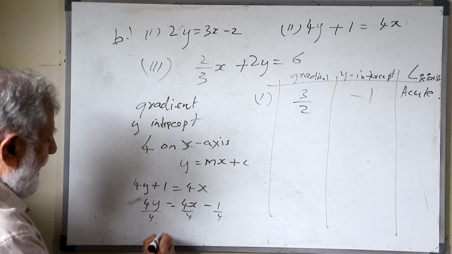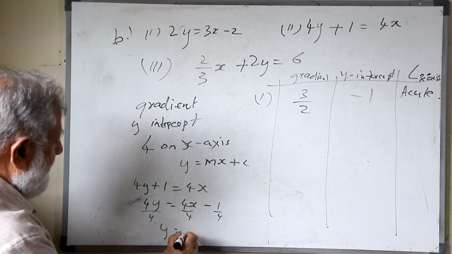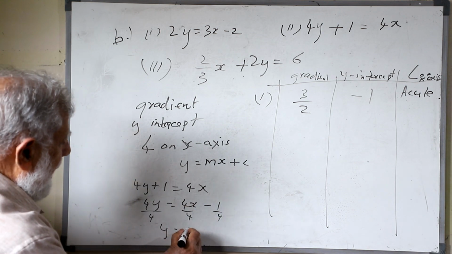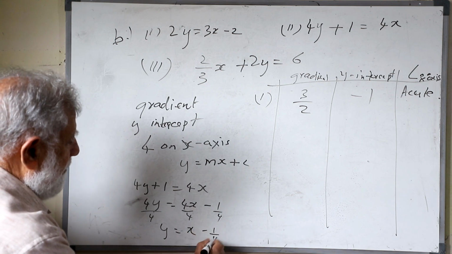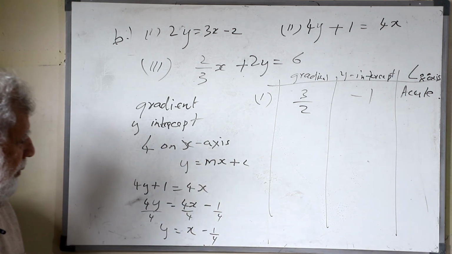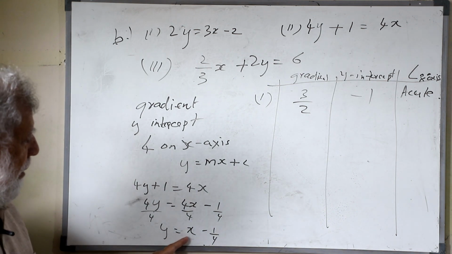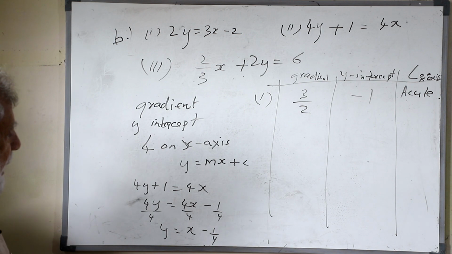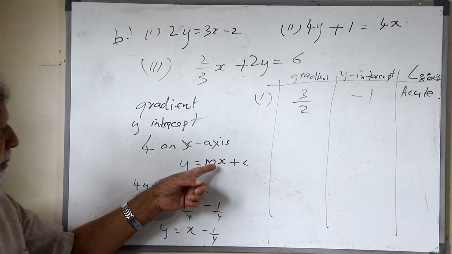So here the point will get cancelled. So y is equal to x, and here minus 1/4. So you are getting y is equal to x minus 1/4. So again, we are coming to the form of the equation.